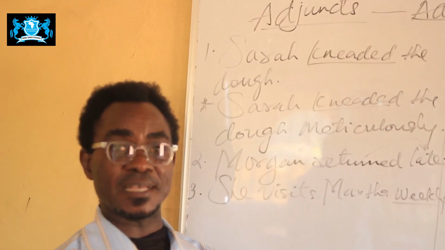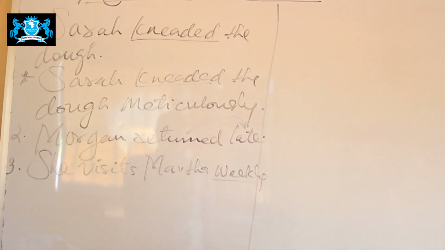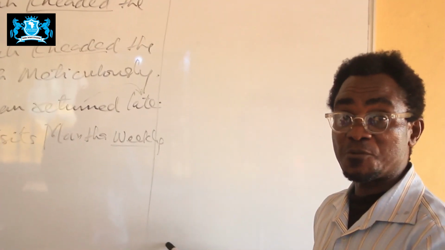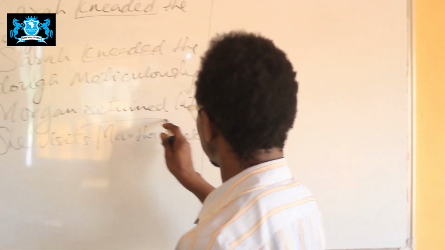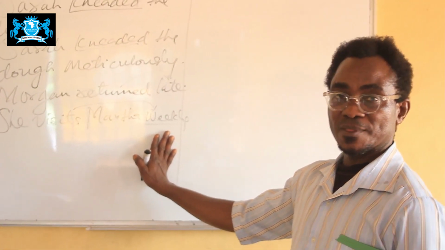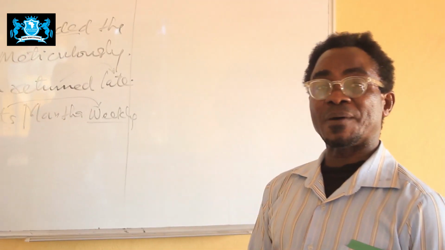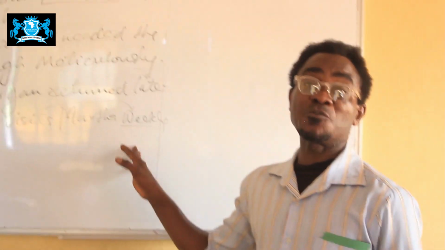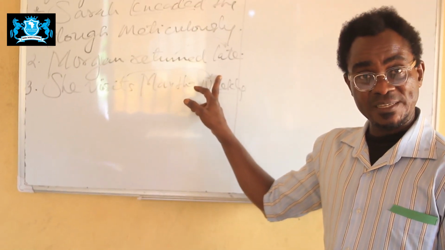In sentence number 3, we have she visits mother weekly. So if we ask how often does she visit mother, we will say weekly. And what this means is that visits, the verb, is modified by the adverb weekly, which tells us how often she visits mother. An adverb that talks about how often or how frequently a piece of action takes place is called an adverb of frequency. So as such, weekly is an adverb of frequency.